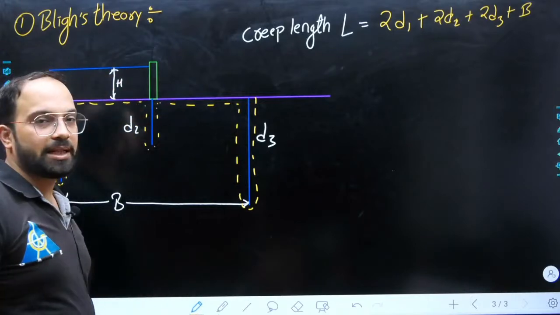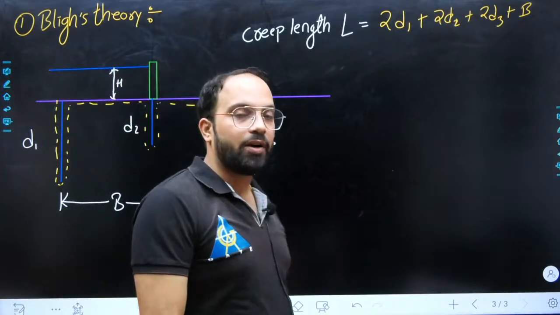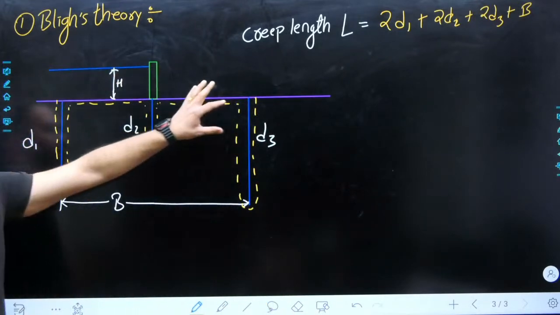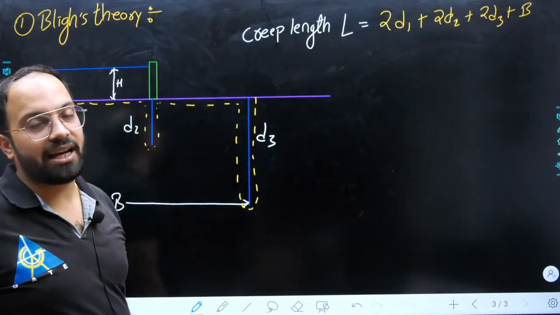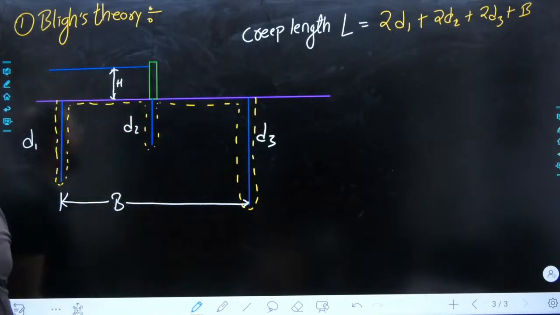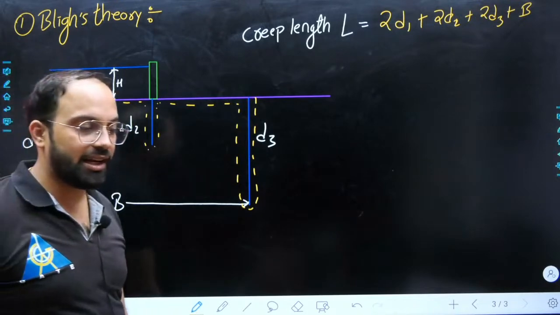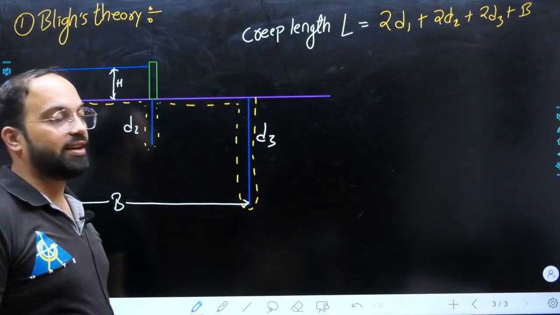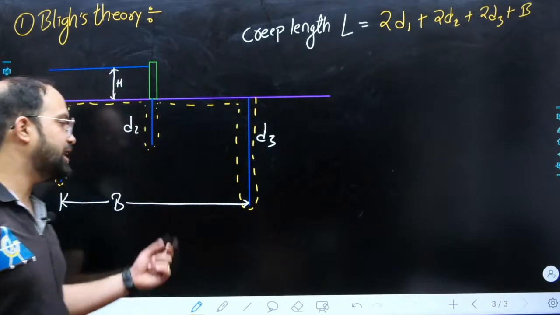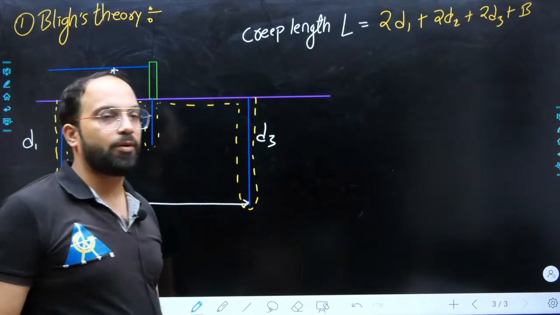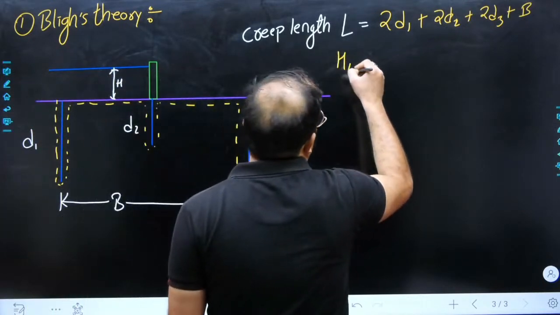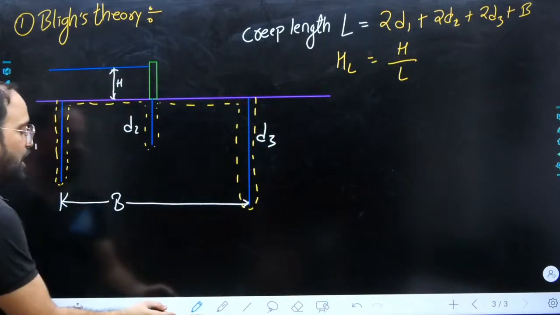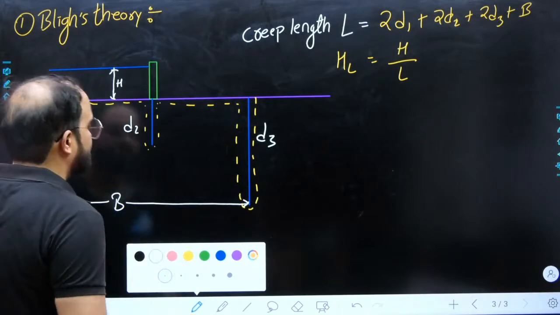Now tell me what will be the loss of head. We want this much amount of head to be lost up to this point. Otherwise, failure of the weir will be possible. If we do not provide the length properly, then failure will be possible. So what will be the head loss? Head loss is H upon L. So how will this head be lost?